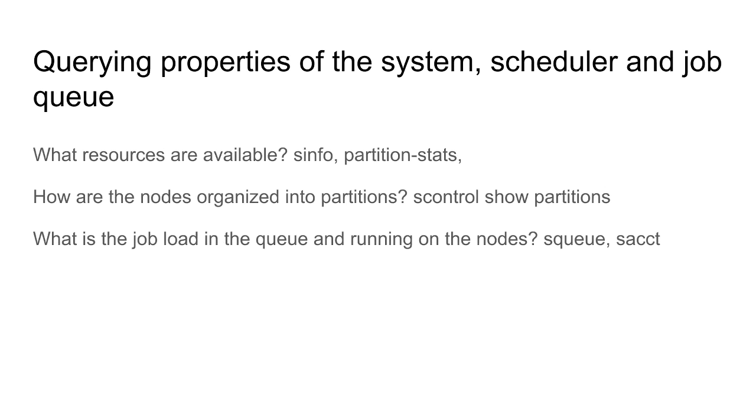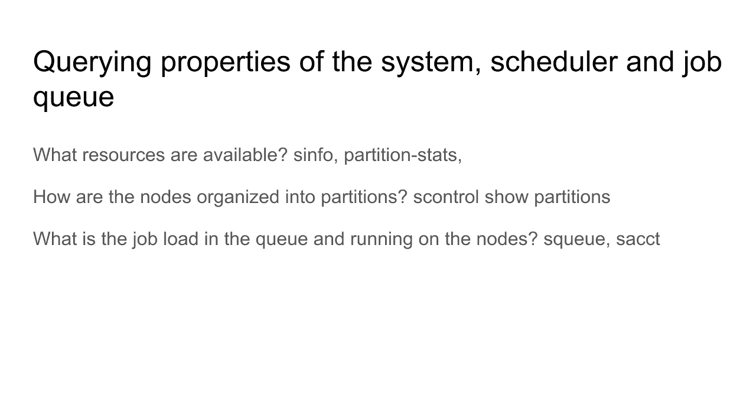address that can change the way that we submit jobs to reduce our wait times, we want to know, what can we look at on the system beyond the documentation on a wiki page, for example. So we'll look at querying properties of the system, the scheduler, and the job queue. So we want to know what resources are available, and for this on the system, we can use the sinfo or a summary by calling partition stats.